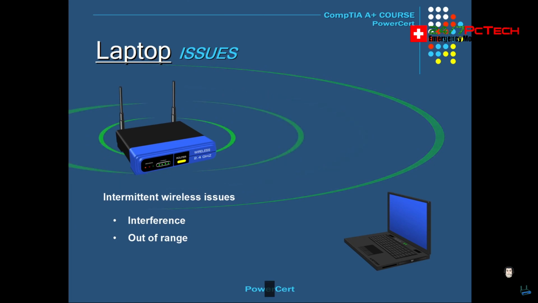Another issue could be that you need to update your wireless network card drivers, especially when there's a new operating system that's been released. In fact, I have personally found this issue to be very common with the release of a new operating system, especially with Windows 10, where a common fix for an intermittent wireless issue is to go to the laptop manufacturer's website and update your wireless network card drivers.